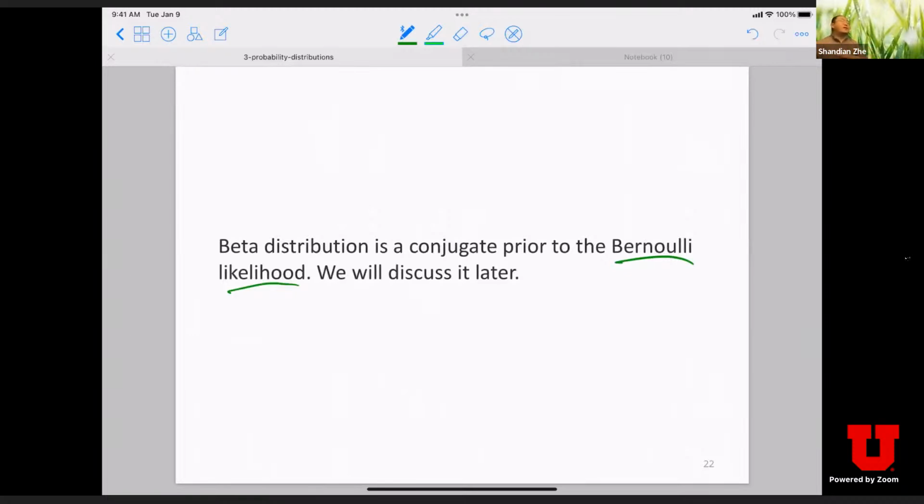It's not because there is a big rationale that you must assign such a prior. You can construct other prior distributions over a non-negative number between 0 and 1. But if you use the beta distribution, it will make your computation much more convenient. We'll get to that later.